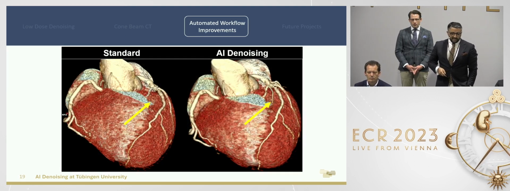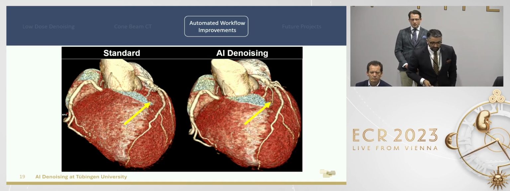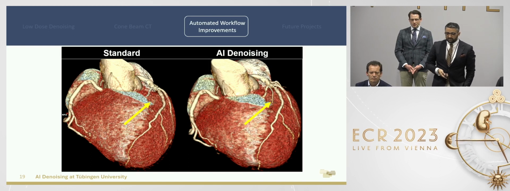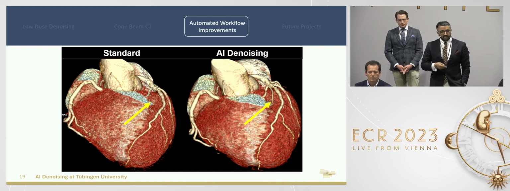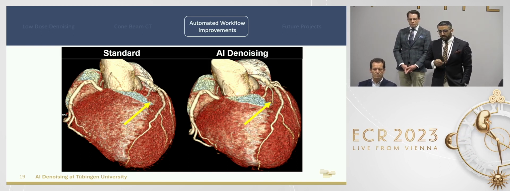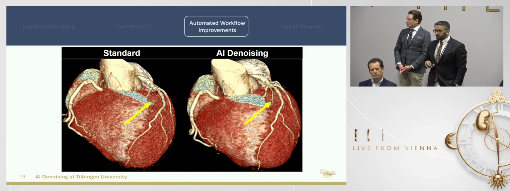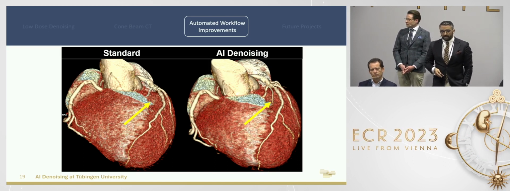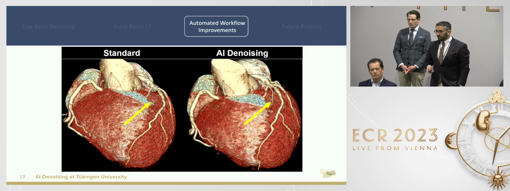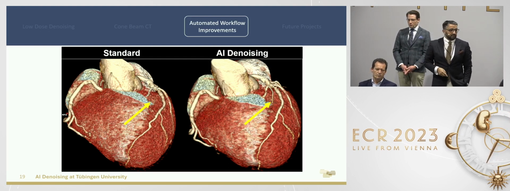This is an example of what we found very interesting. On the left side, you can see this is the standard CT without AI denoising, and the software missed a branch. And with AI denoising, you can see it. Still in the standard denoising, you can actually correct it so it can see it, but with the AI denoising, you have to correct much less.